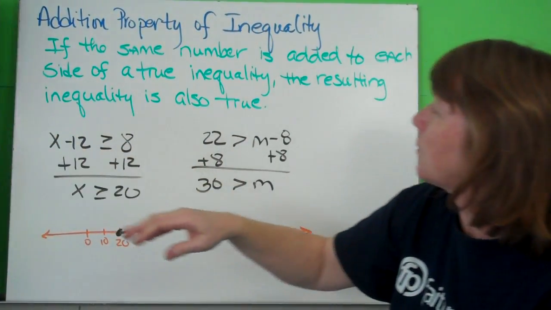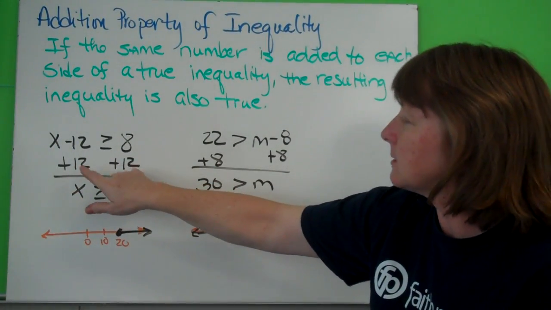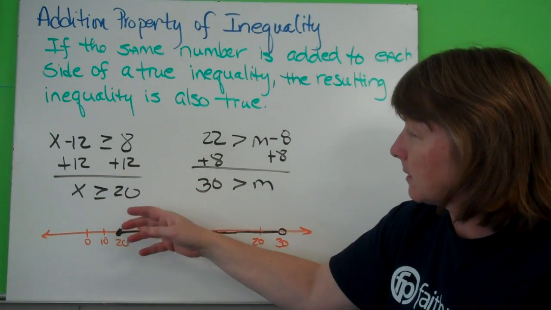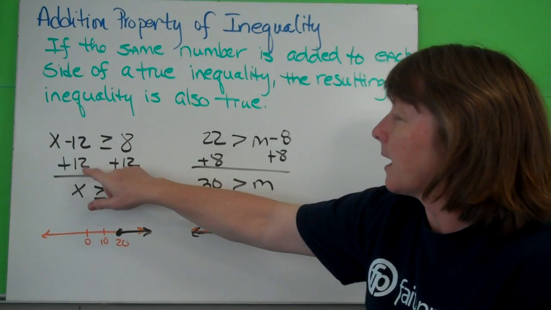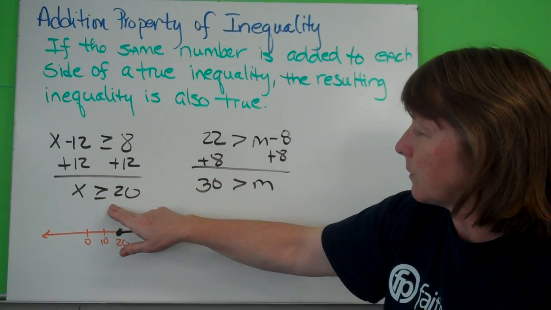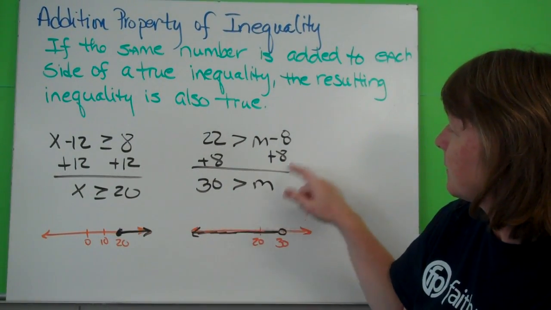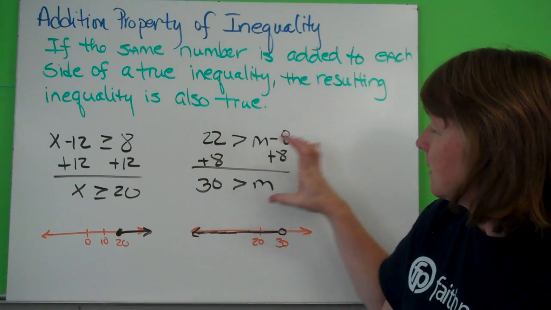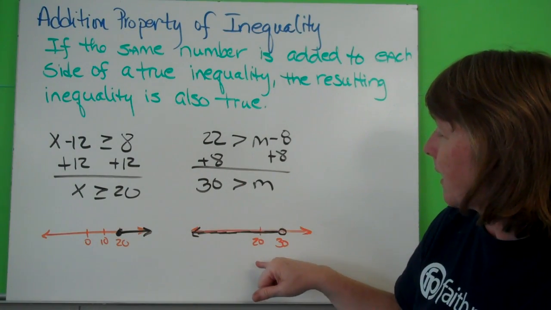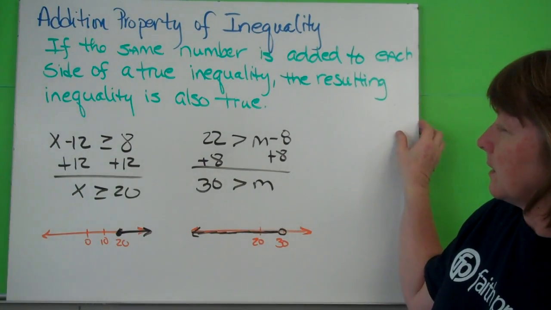Addition property of inequality. It basically says if you add a number to both sides, the inequality stays true. So if we add 12 to both sides, here we have x is greater than or equal to 20, and then we can graph it. It's the same thing here. If you add 8 to both sides, the inequality stays true, and we graph it, and 30 is greater than the variable m.